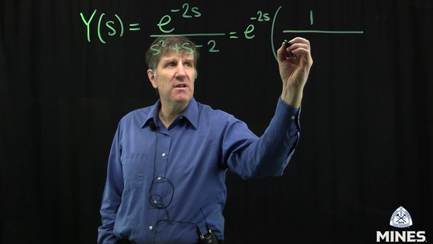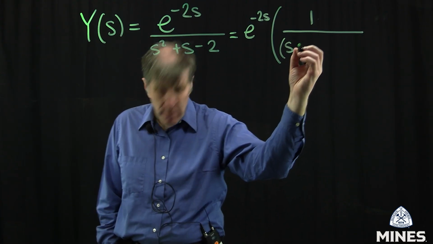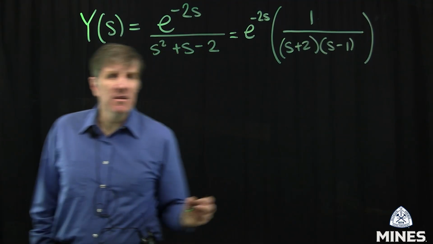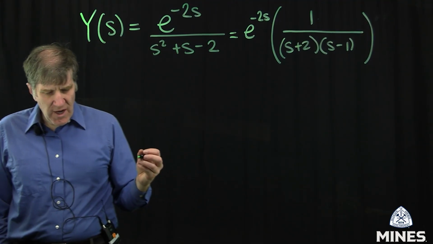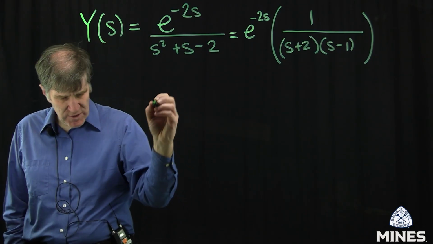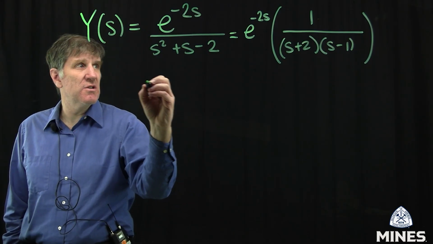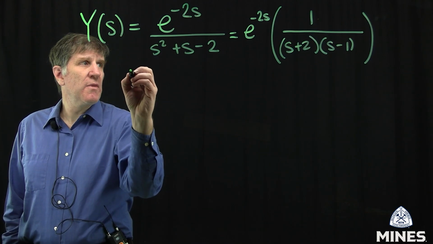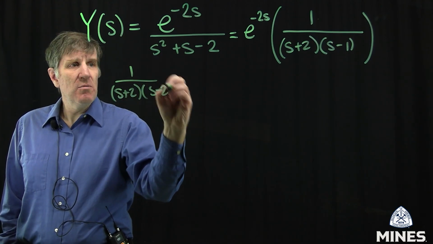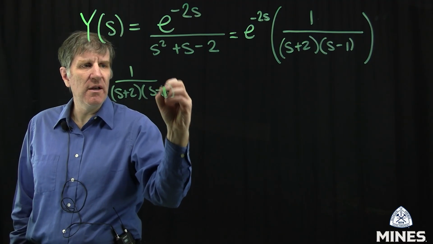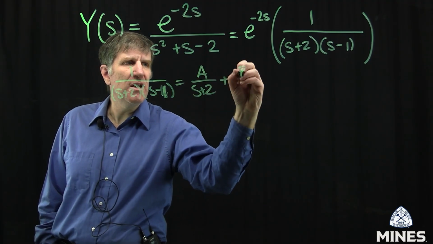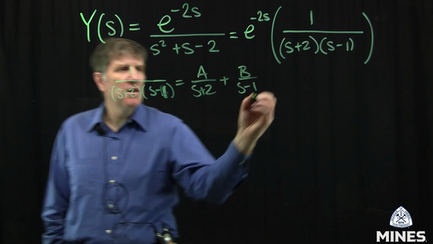We will factor this. This looks like s plus 2 times s minus 1. And so we have factored it. The next thing we would do is a partial fraction decomposition. That partial fraction decomposition is going to look like 1 over (s plus 2)(s minus 1) is A over s plus 2 plus B over s minus 1.